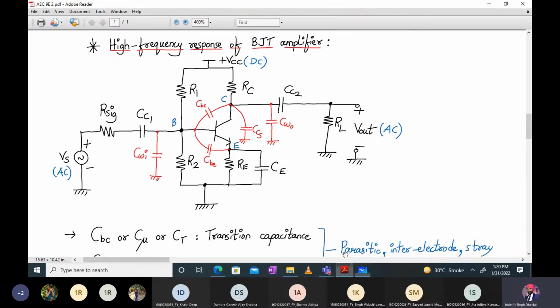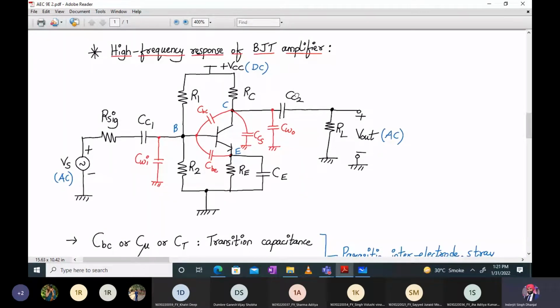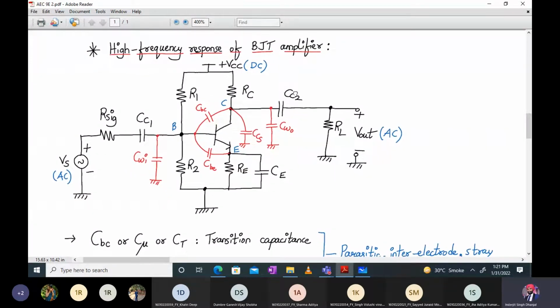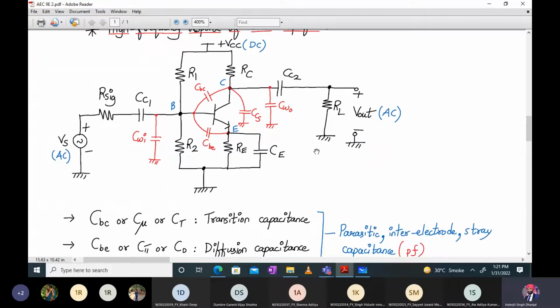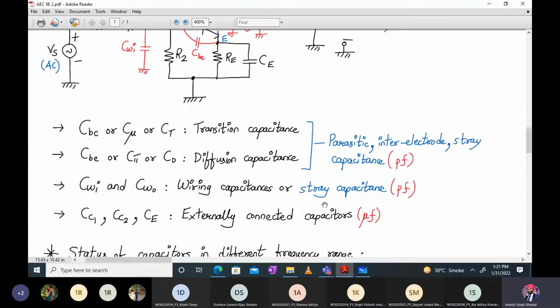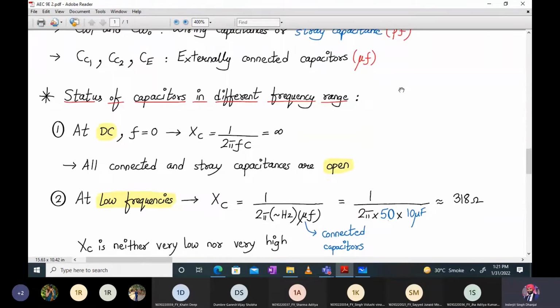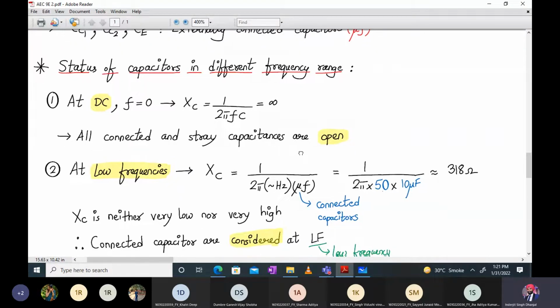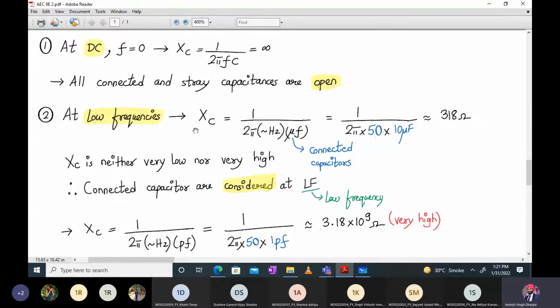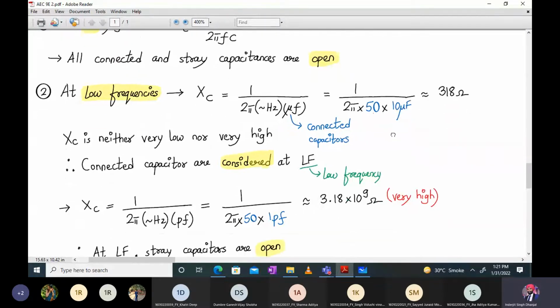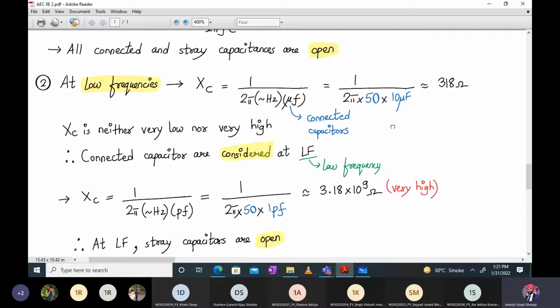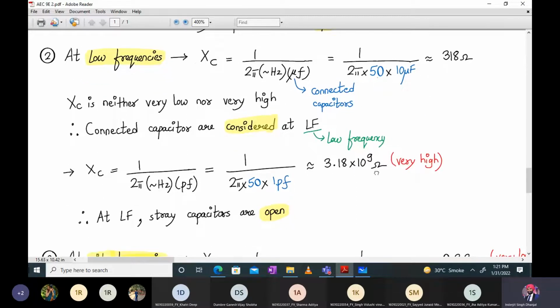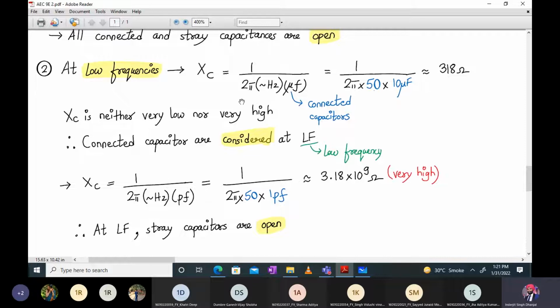Let me show you in a document. I've already sent this in the form of analog electronic circuits, lecture number 9, extra part 2. The recorded video is with you all. So here I have shown the status of all the capacitors in different frequency ranges. So at DC, all the capacitors are open, including connected and stray. For low frequencies, as you can see over here, the connected capacitors are considered, whereas the stray capacitors are open because the impedance value is very, very high for stray capacitors, and impedance is very, very low for connected capacitors.